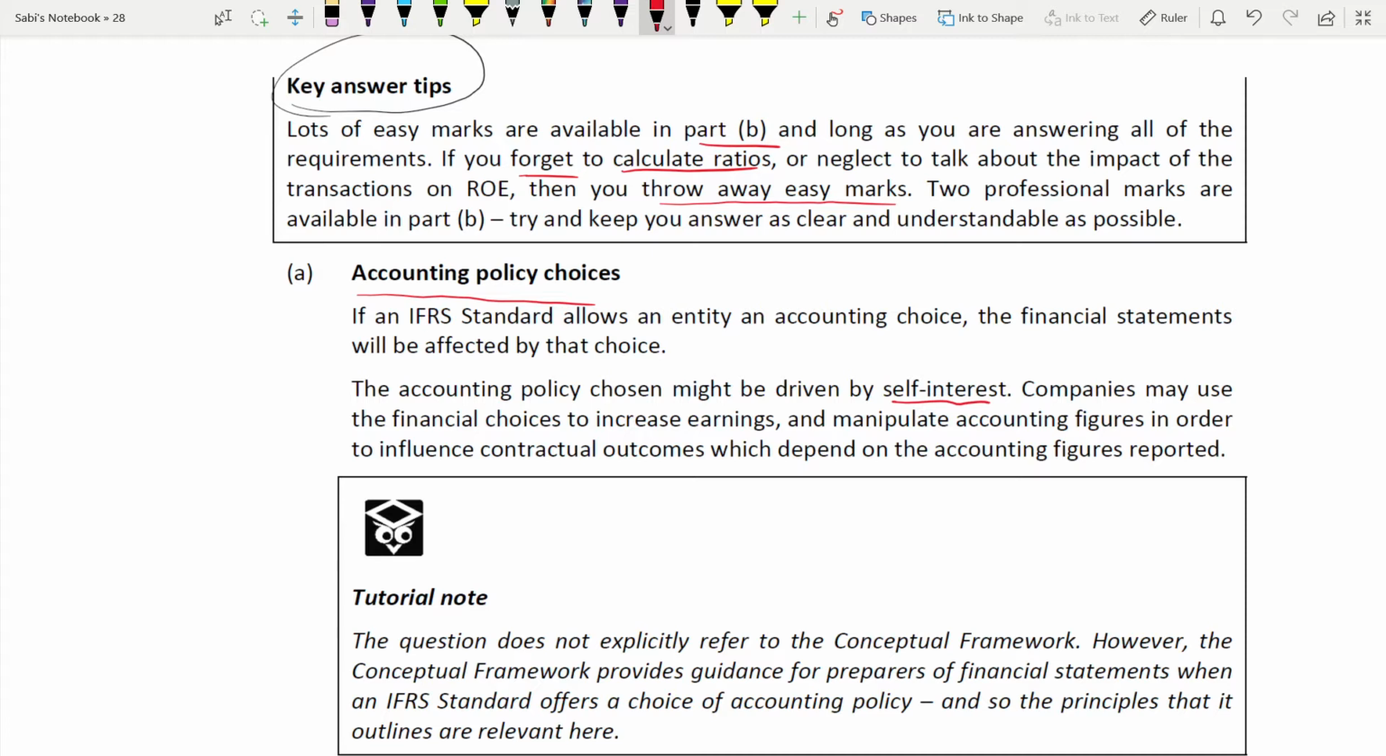That is one reason: companies may use the accounting choices to increase earnings. This is 1 mark. Now you are explaining this self-interest, so you have to explain in detail how it is driven by self-interest. They may use the choices to increase earnings or manipulate accounting figures in order to influence contractual outcomes which depend on the accounting figures reported. Correct? They can manipulate it for their own self-interest.